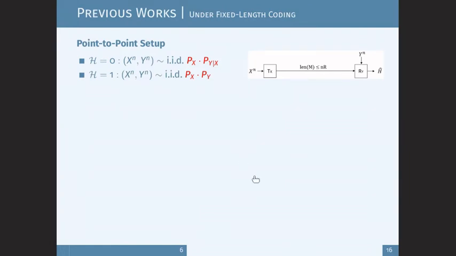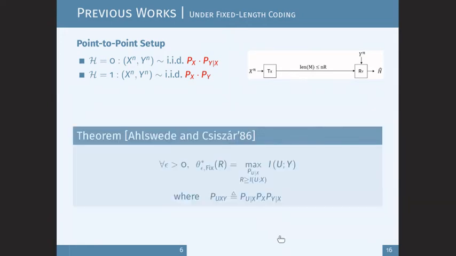Before going to that, under fixed length coding also Alswede and Csiszár were able to determine the optimal error exponent for testing against independence. In fact, here we can see that their theorem holds for all epsilon greater than 0. This means that they have a strong converse, that the optimal error exponent here is independent of epsilon. And this is important to keep in mind for later to understand what's happening exactly.